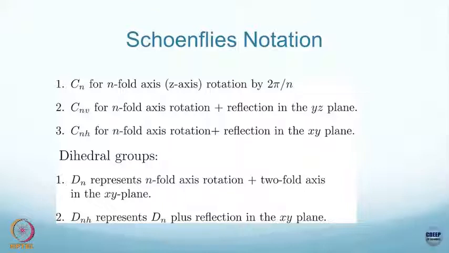Okay. And then it goes on, you can have Dn, and Dn is a proper group, only pure rotations. But Dnh is, on top of Dn, you also add a mirror plane in the xy plane. So, you will have more elements. Okay. So, Dn plus a reflection in the xy plane. This is the way the notation continues.